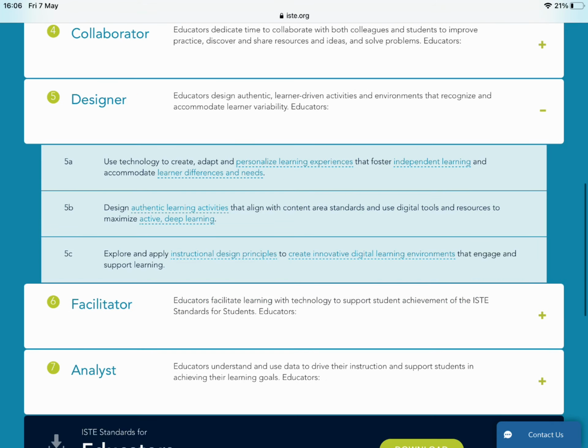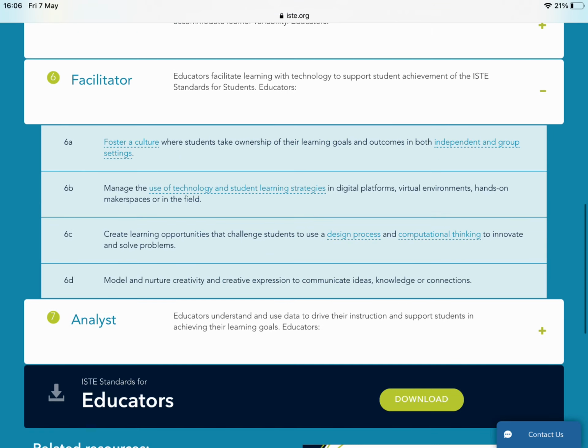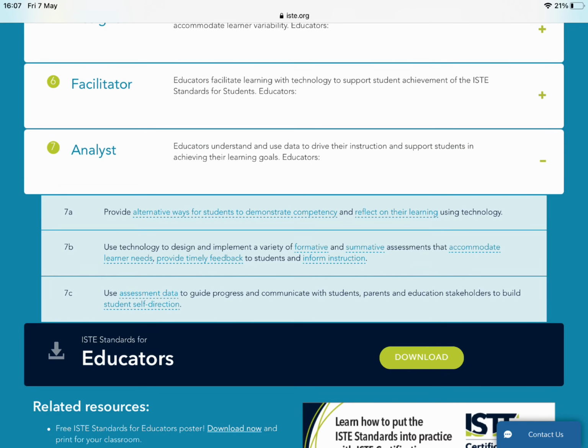As a designer, I have used technology to design a learner-driven activity while exploring and applying instructional design principles. As a facilitator, I have fostered a culture for students to choose their own goals and use creative expression to communicate their ideas. And finally, as an analyst, I have provided an opportunity for students to use their own data to help them achieve their learning goals.